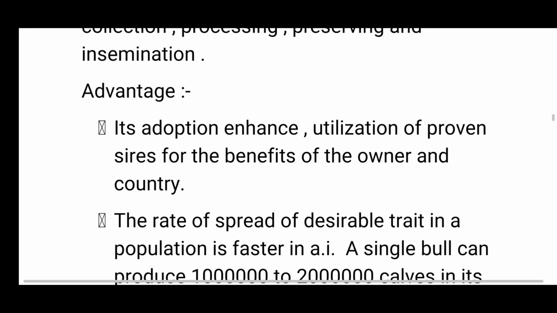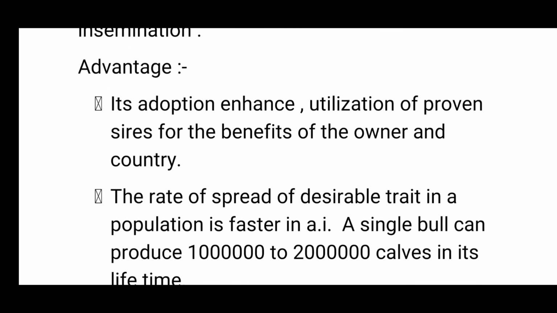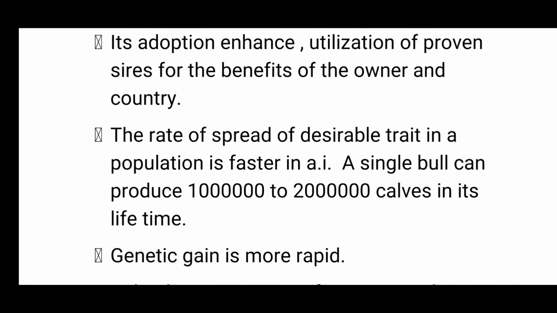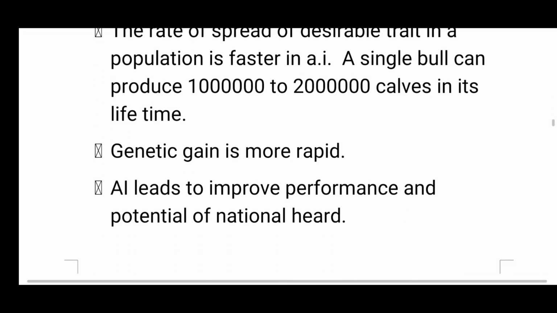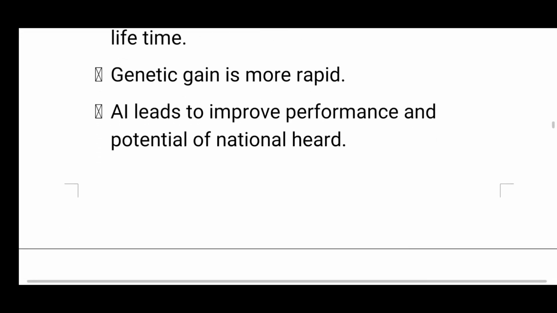Next topic is advantages of AI. At first, its adoption enhances utilization of proven sires for the benefit of the owner and country. Next, the rate of spread of desirable traits in the population is faster in AI. A single bull can produce 10 lakh to 20 lakh calves in its lifetime. And the next is genetic gain is more rapid. Next, AI leads to improved performance and potential of the national herd.